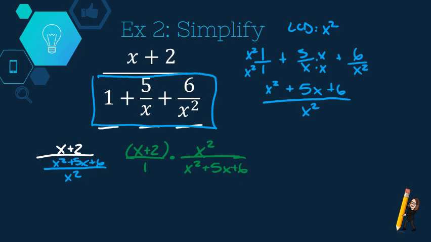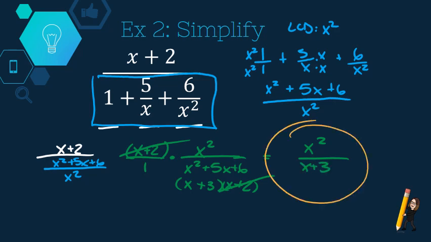So let's factor this denominator here. I know I'm going to have x and x. Looks like 3 and 2 positive would be factored down. So that means I've got an x plus 2, a factor of x plus 2 on the top and bottom. That leaves me with an x squared on top and an x plus 3 on bottom, and that does not reduce any further. So that would be my simplified complex fraction.